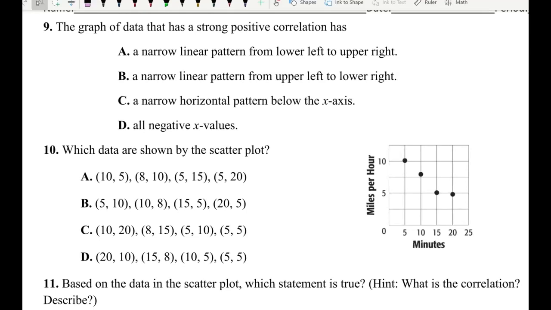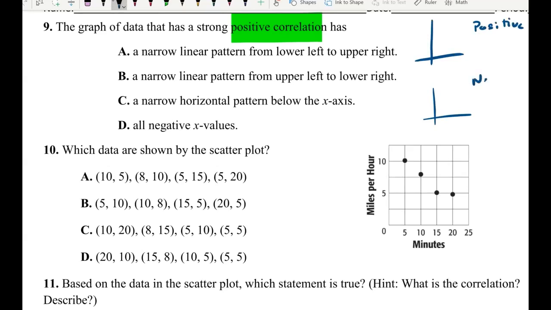Number 9, the graph of data with strong positive correlation has... Okay, they have 4 descriptions for you. So first of all, we need to know what is positive correlation and negative correlation. The correlation is just like slope. Think about a line. If it's positive slope, how does it look? And when it's negative slope, how does it look? I'm going to graph the positive, and then we're going to graph the negative. Okay, so positive slope is the line going up. Negative slope is the line going down. That's it.